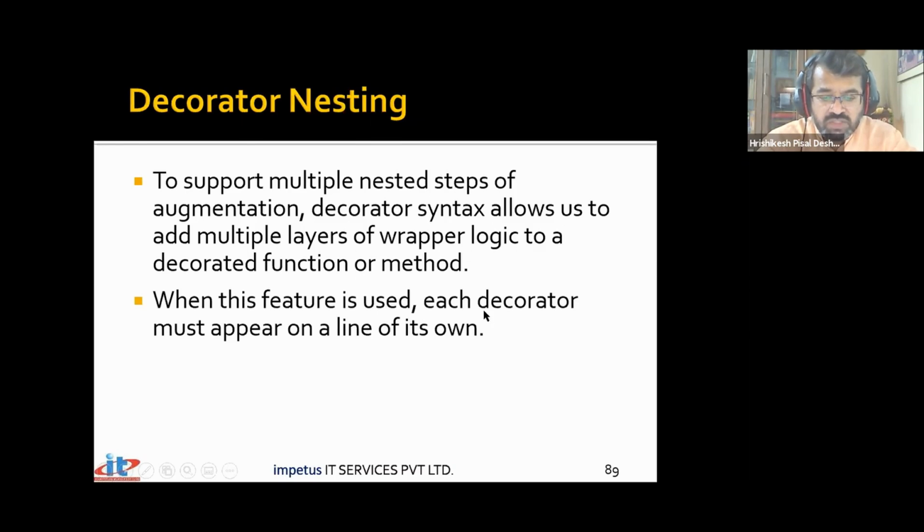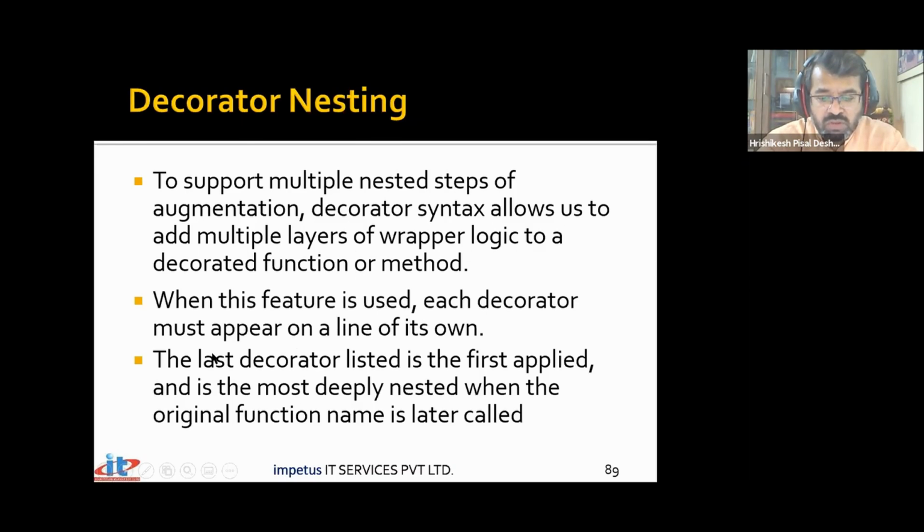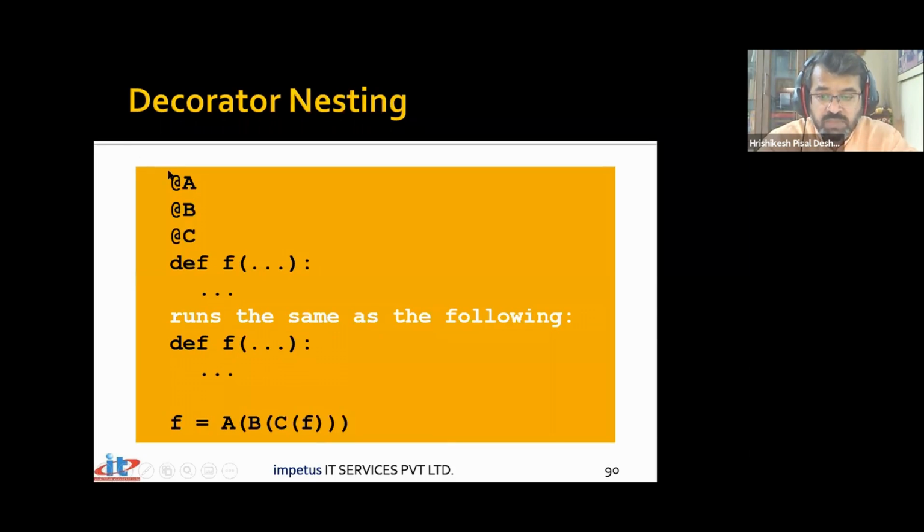When this feature is used, each decorator must appear in a line of its own. The last decorator listed is the first applied and the most deeply nested when the original function name is later called. What does it mean? Simplest way: I have function f which has been decorated with C, B and A. And then there is this function f that we have actually called.